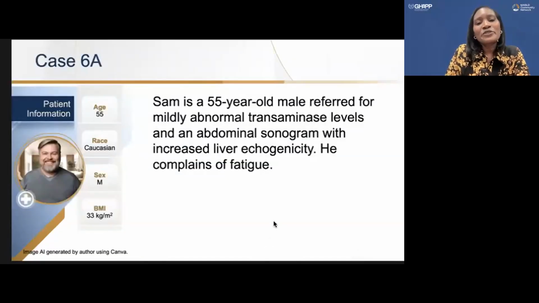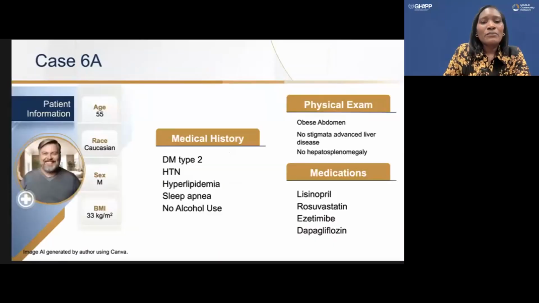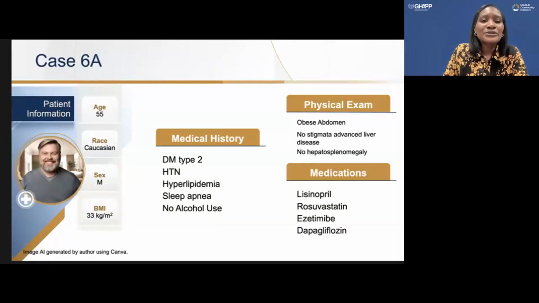So our first case study is Sam, who's a 55-year-old male who's referred for mildly abnormal transaminase levels and an abdominal ultrasound with increased liver echogenicity. He also complains of fatigue. Medical history includes type 2 diabetes, hypertension, hyperlipidemia, sleep apnea, and he does not have a history of alcohol use. On exam, he is obese. He has no stigmata of advanced liver disease and no hepatosplenomegaly.